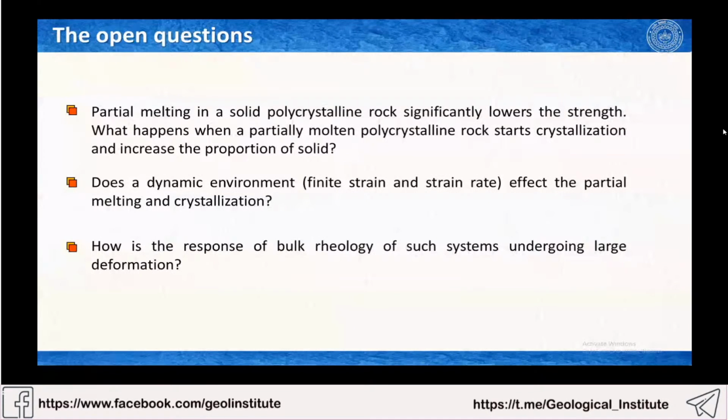And what is the overall dynamic environment, how much finite strain do you need to see the effect of partial melting and crystallization? And here you can also ask whether deformation is playing any role in producing the partial melt or not.